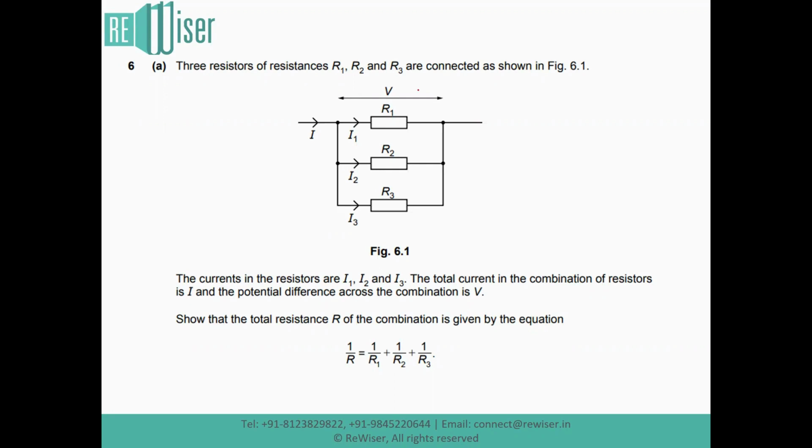So you see here that the potential difference across the combination is constant, which is V, right? And this I enters here and then is distributed. This I1 is going here, I2 comes here, and some I dash comes here, which is distributed into I2 and then goes to I3. There are three currents, I1, I2, I3, but only one voltage.